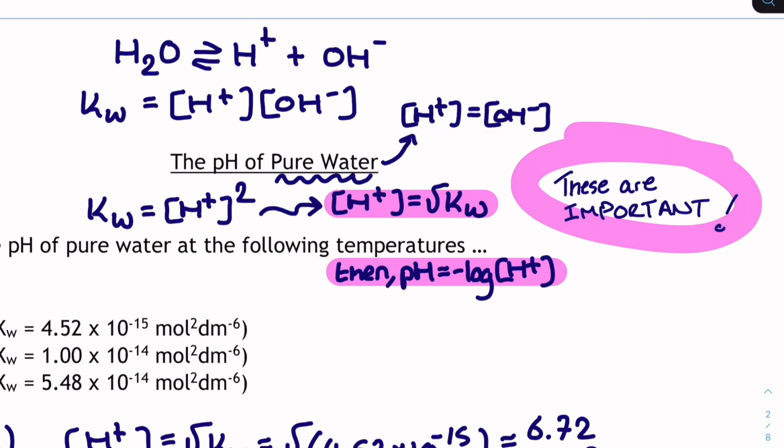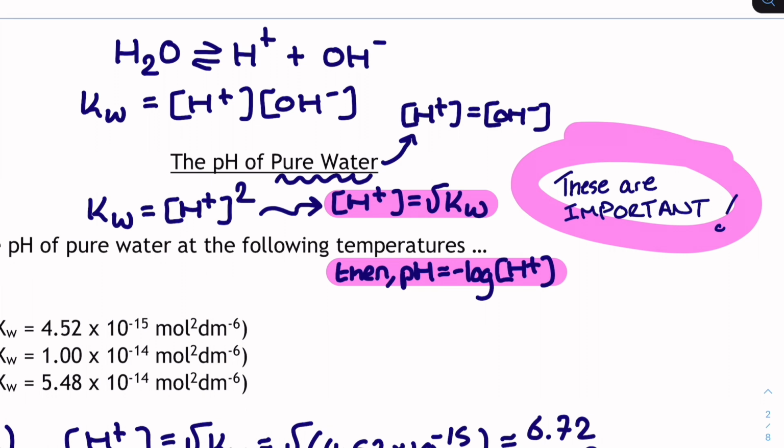If I then rearrange, I end up with these pink highlighted equations, which, as you can see, I've said are very important here. The H+ ion concentration for a sample of pure water is equal to the square root of the Kw. Now you might think, well, surely that's the same for every sample of water then. No.